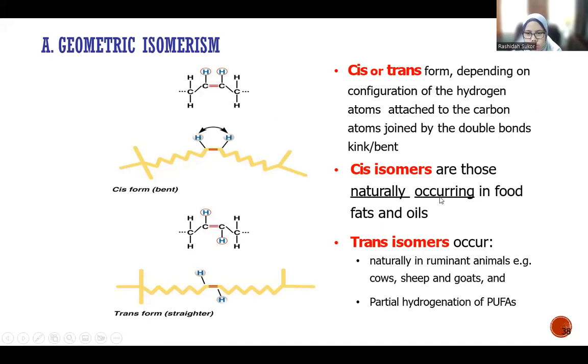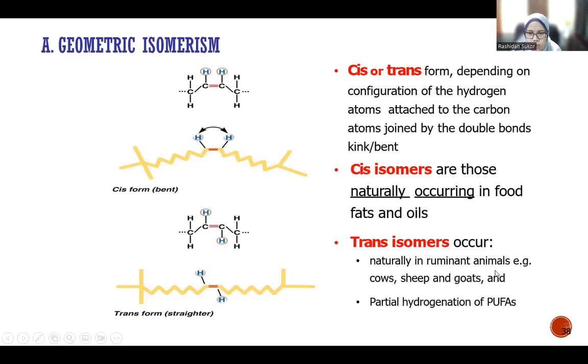So cis isomer are those naturally occurring. Trans isomer occur due to partial hydrogenation of OPA. This one that I mentioned, dia akan tukar daripada cis ni kepada trans. Maksudnya daripada yang dua sama, the H or the R group is the same, and then they change it to one upper, one lower, or one satu depan, satu belakang lah if you see in 3D. Okay, because of the partial hydrogenation.